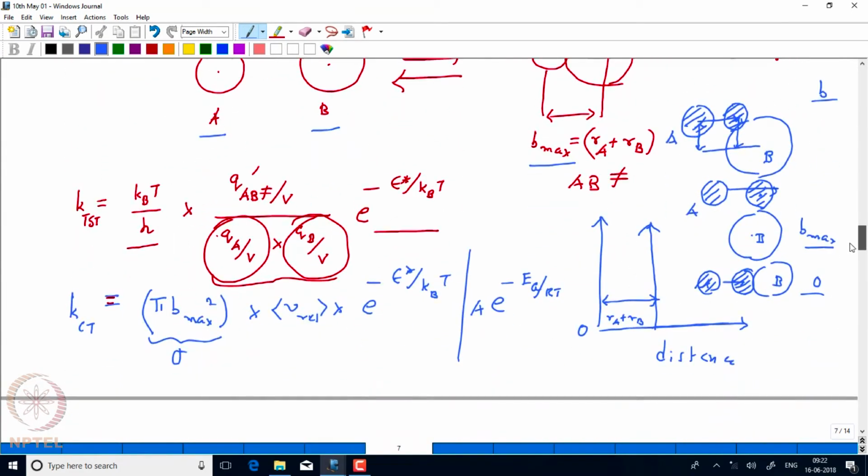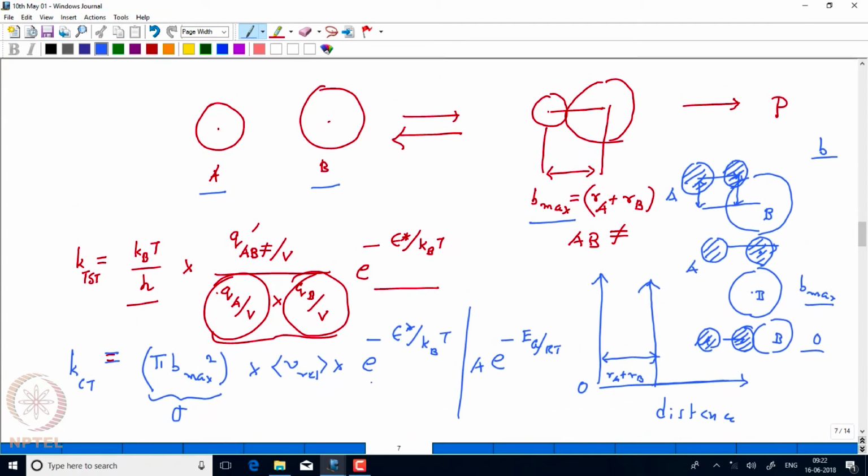And then what we are saying is that that expression, the E star or the minimum energy expression, will go as a Boltzmann factor, which we derived in the earlier course in thermodynamics and kinetics, which you can also see in the recommended text. And then you have another term, which is the average of the relative velocities. Now what is the average of relative velocities?